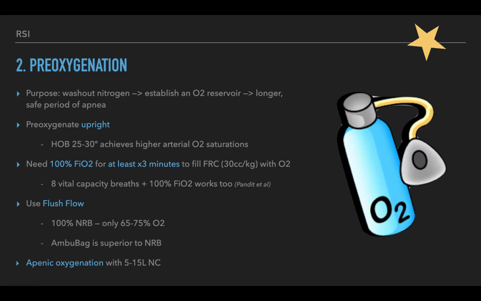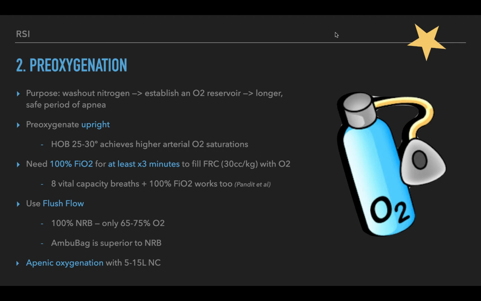The second P is pre-oxygenation, and I put a big gold star by this one because I think this is really important, and I'm not sure that we do this as consciously as we could. So the whole purpose of pre-oxygenation is to wash out nitrogen, to fill all of our lungs, our dead space, every possible inch that we can with this O2 reservoir. So that enables us to have a longer and a safer period of apnea.